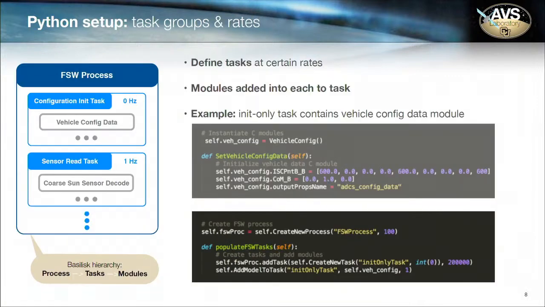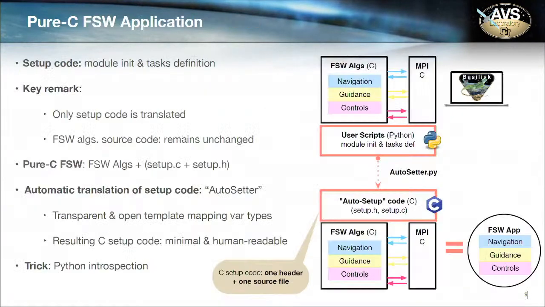The second item that we handle through Python is the definition of tasks that run at certain rates. And any number of models can be added to each task. So here, there is an example of a Python instantiation of a flight software process, the creation of an initialization task, and the addition of the vehicle configuration data model into these tasks.